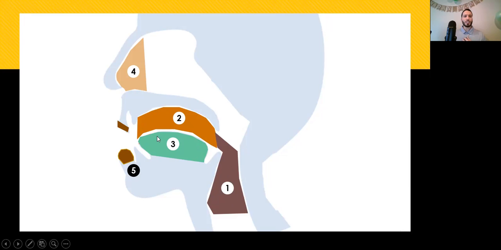3 is the tongue. 4 is the nose. And 5 is the lips. So these are considered the 5 major areas where letters are pronounced, are coming from. And when we say letters come from those areas, it doesn't mean that other areas have nothing to do with them.